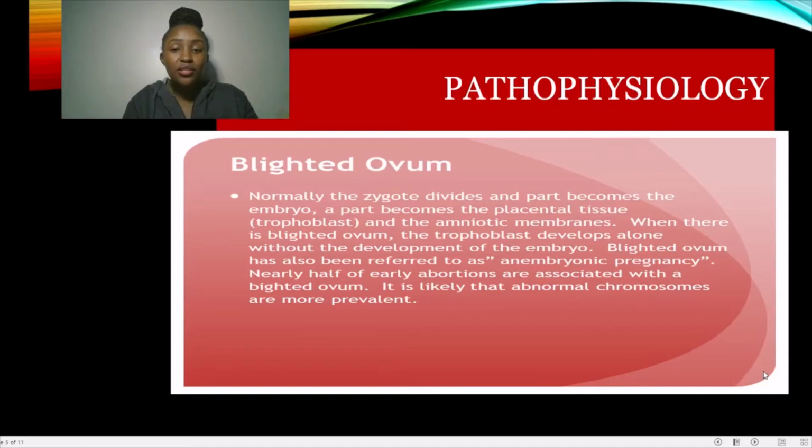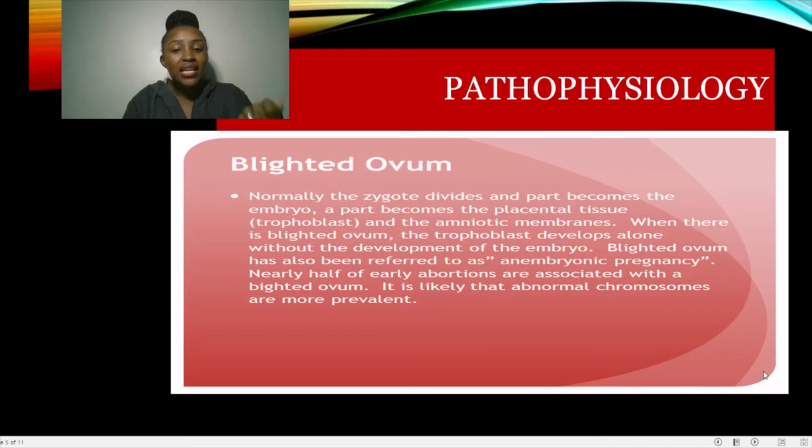To understand the pathophysiology of a blighted ovum, it is important to know the normal, and this is where a zygote divides and part becomes the embryo, part becomes the placental tissue or the trophoblast, and part becomes the amniotic membranes. When there is a blighted ovum, however, the trophoblast will develop alone without the development of the embryo. Then this blighted ovum is also referred to as an embryonic pregnancy, and nearly half of all those very early spontaneous abortions are associated with a blighted ovum.